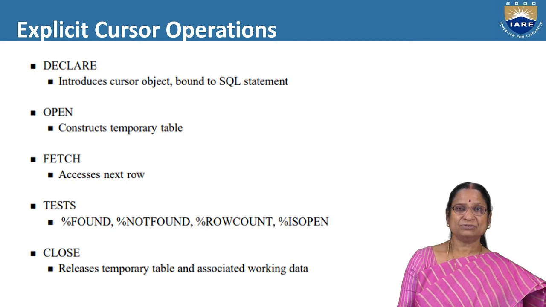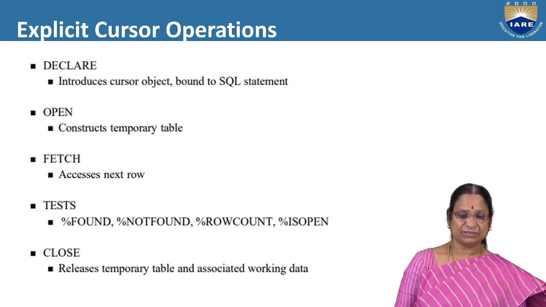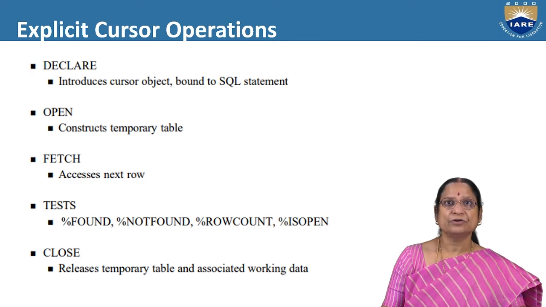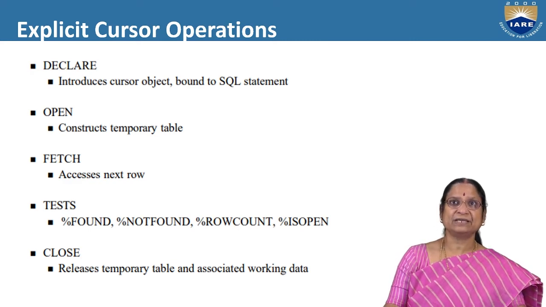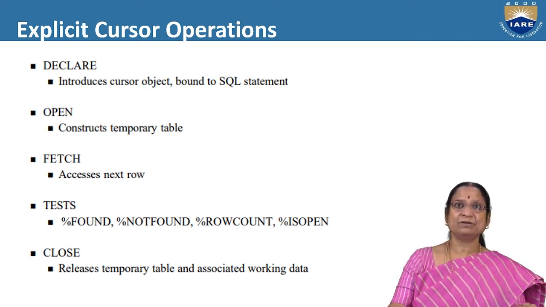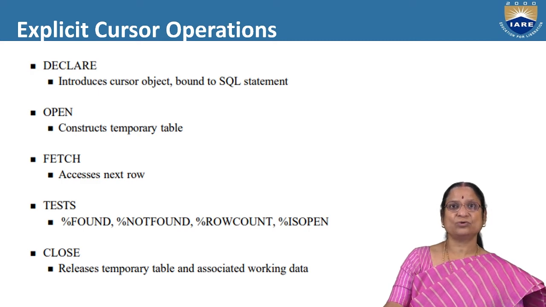By the example we discussed earlier, these are the operations we can perform with explicit cursors: declare, open, fetch, test, and close. Declare introduces the cursor object bound to the SQL statement. This declaration part is associated with some select statement. Open constructs the temporary table. We will open the cursor, and fetch accesses the next row.